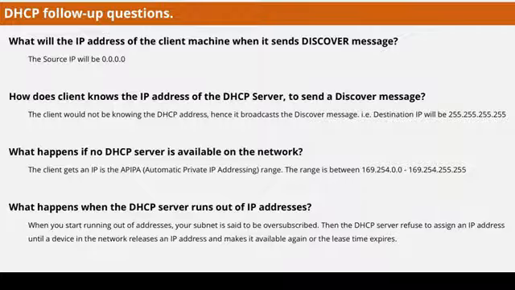What happens when the DHCP server runs out of IP addresses? When you start running out of addresses, your subnet is said to be oversubscribed. Then the DHCP server refuses to assign an IP address until a device in the network releases an IP address and makes it available again, or the lease time expires.